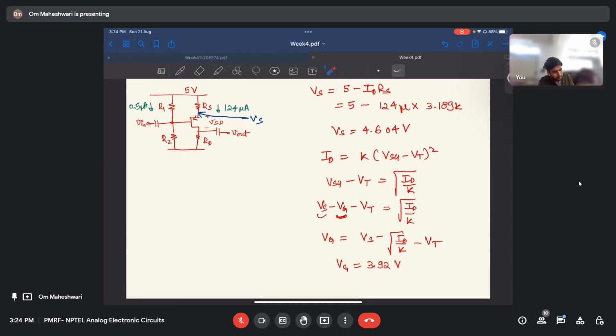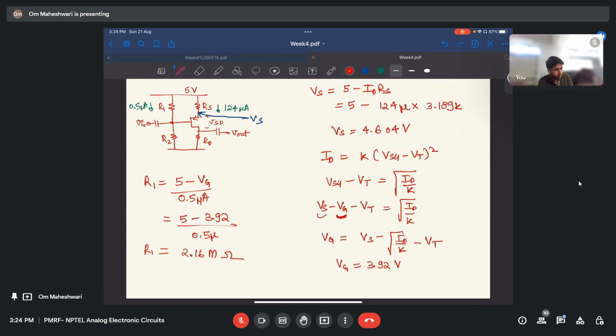Now we know the voltage here, we know the voltage here, we know the current, so we can find R1. So R1 will be (5 minus Vg) by 0.5 microampere. 5 minus 3.92 divided by 0.5 micro means it will be 2.16 mega ohms.